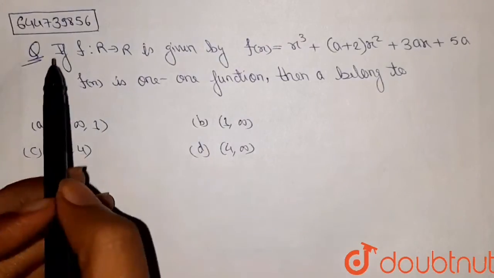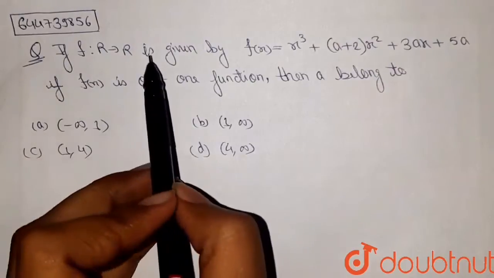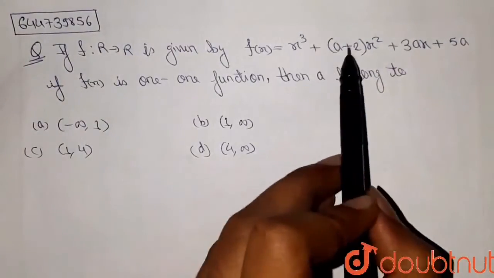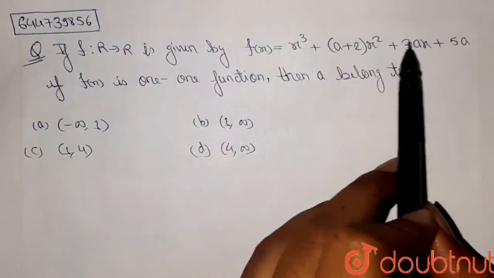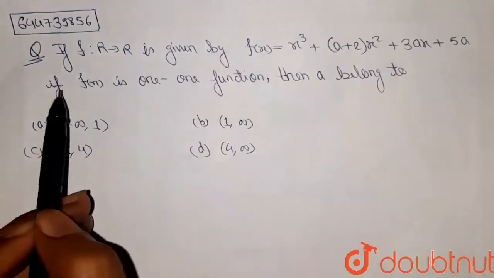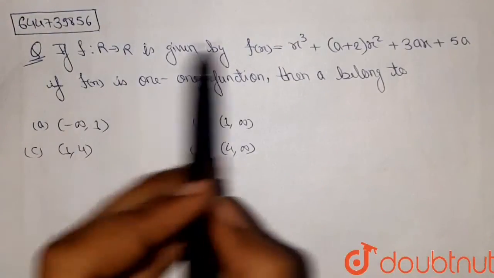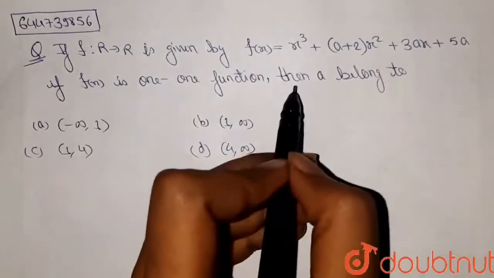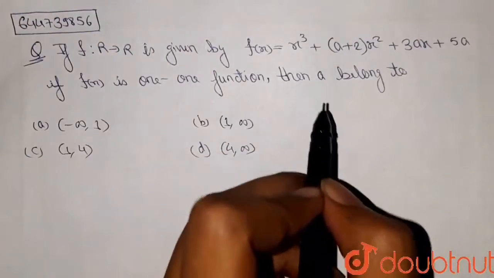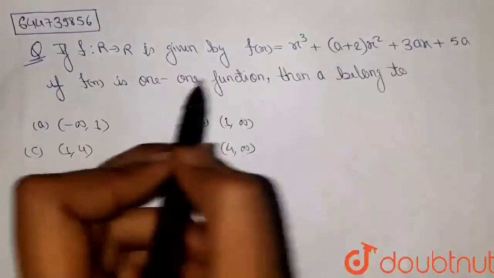Hello friends, so here's a question. It says that if f is a function from R to R given by x cube plus a plus 2 into x squared plus 3ax plus 5a, if f(x) is 1-1, then a belongs to. Okay, so basically we have to find the values for a if this given function is a 1-1 function.